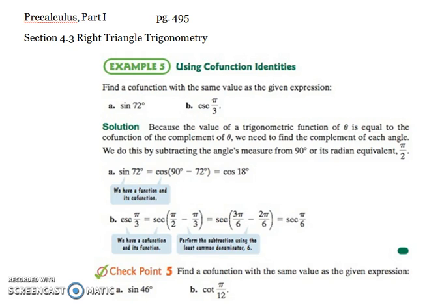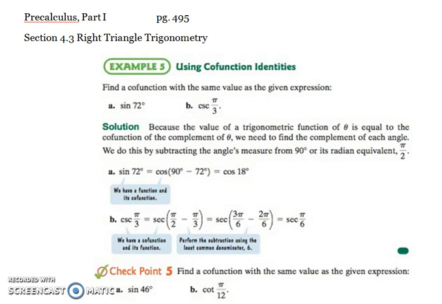The cofunction identities say that the sine and cosine are off by 90 degrees, the secant and cosecant are off by 90 degrees, and the tangent and cotangent are off by 90 degrees, okay? Which makes a lot of sense because they're the other 90 degrees of a right triangle.